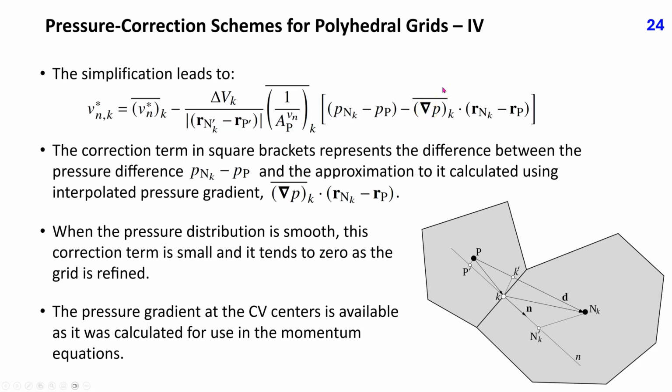When the pressure distribution is smooth, this correction term is small and it tends to zero as the grid is refined. As shown in slide 23 of lecture 18, the correction term is proportional to the product of grid spacing squared and the third derivative of pressure at the cell face, and thus represents a second-order approximation. The pressure gradient at the cell center is available as it was calculated for use in the momentum equations.